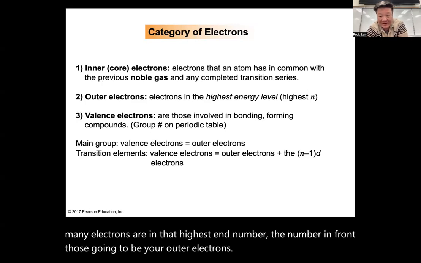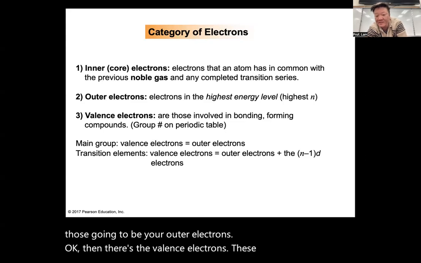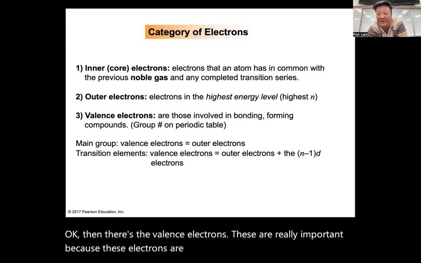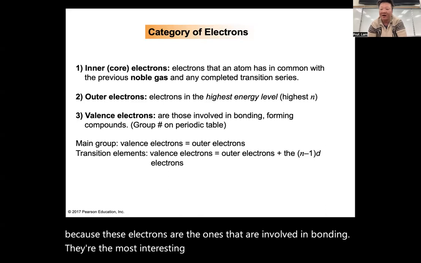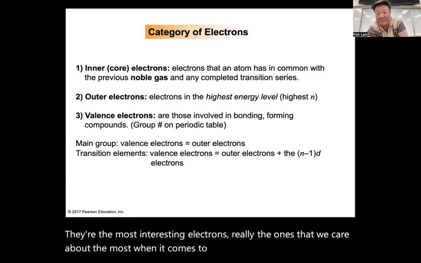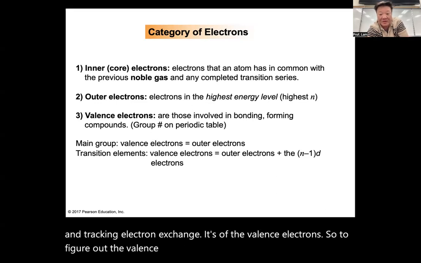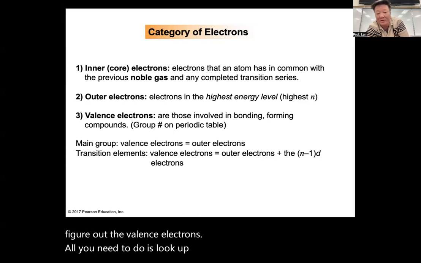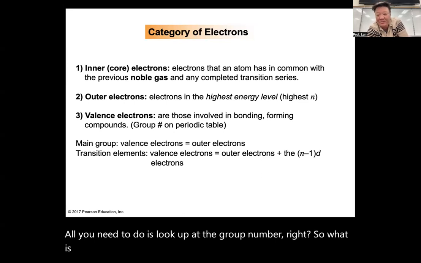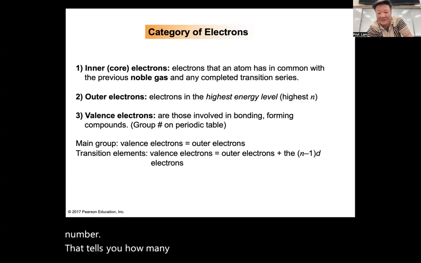Then there's the valence electrons. These are really important because these electrons are the ones that are involved in bonding. They're the most interesting electrons, really the ones that we care about the most when it comes to chemistry, right? Doing reactions and tracking electron exchange. It's all about the valence electrons. So to figure out the valence electrons, all you need to do is look up the group number, right? So what is the group number on the periodic table? Look at the column number. That tells you how many valence electrons for that atom.